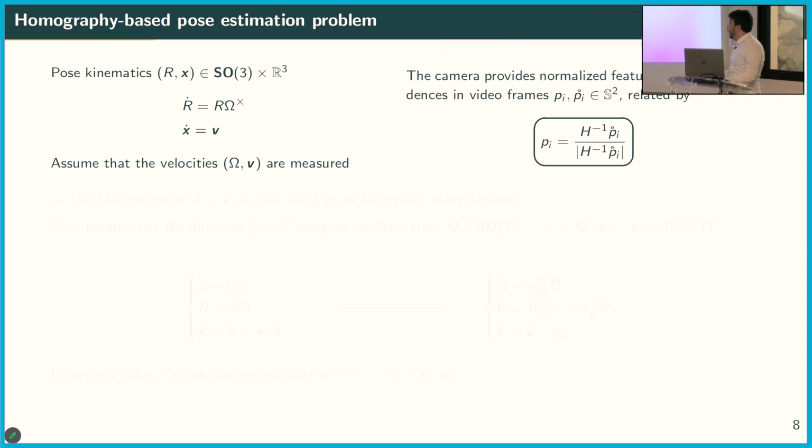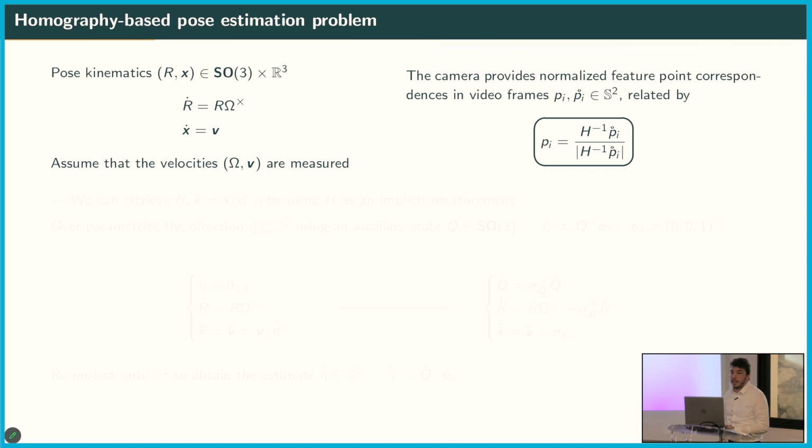So how do we solve this problem in general? We have our kinematics for our pose. We assume that our velocities are measured for now. So we have an angular velocity omega and a linear velocity v. And what we actually get as measurement for this type of problem is the normalized feature correspondences. Basically, instead of working with the Euclidean coordinates, we actually work with spherical coordinates, pi and pi0, expressed in the two frames. And they are related by this constraint over here.